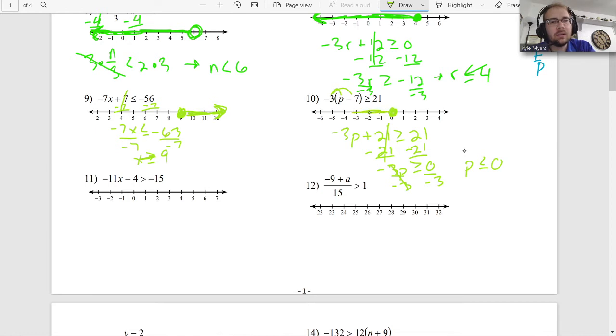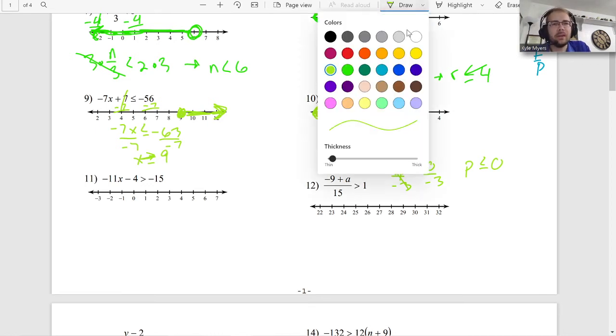So here we go. Goes to the left, and that was it. I had to flip the sign because I'm dividing by a negative, but 0 divided by anything is 0. So that's why that ended up being the way that it was.